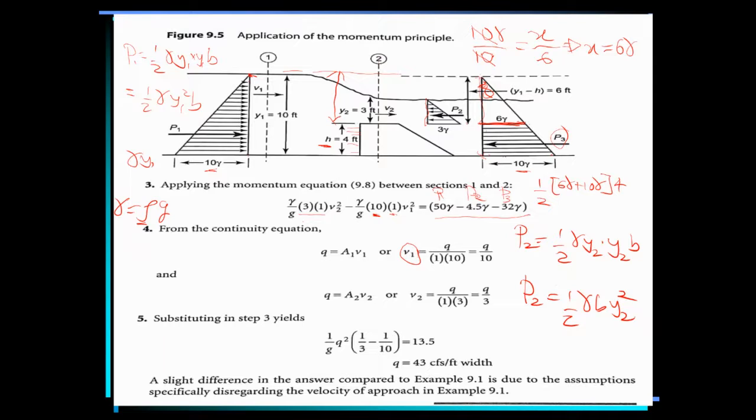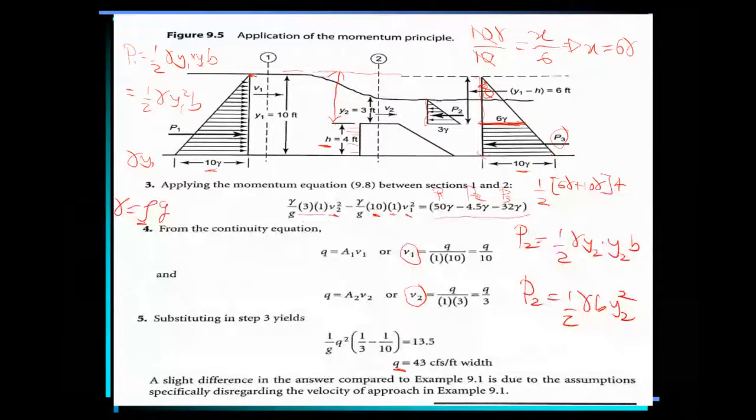The same thing, we can now generate an expression for V2 in terms of Q, because this flow is continuous and A1 V1 equals A2 V2. So V1 is equal to Q over 10, and V2 is Q over 3. We go back here to substitute for V1 and V2 so that we can find Q. You can see that we almost got the same thing. I think in the previous example we got around 42.